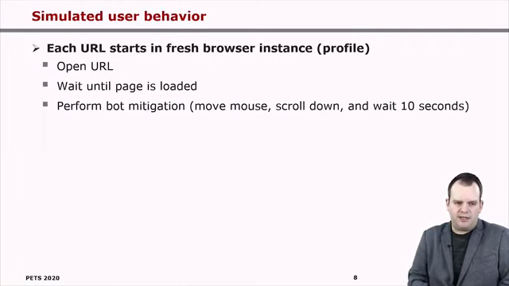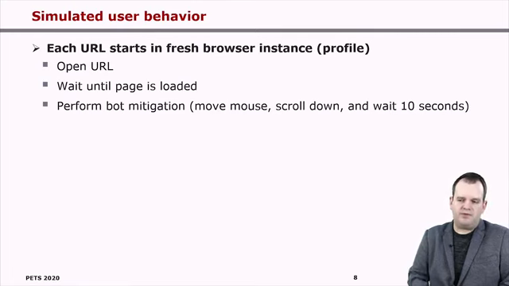We open the website in Firefox and then we wait until the page is fully loaded. Once this is done, we perform some kind of bot mitigation. That means we move the mouse around, we scroll down, and then we wait for 10 seconds. We do that because some websites tend to load additional data after the main page is loaded, and that might be triggered by scrolling down or by moving the mouse around.